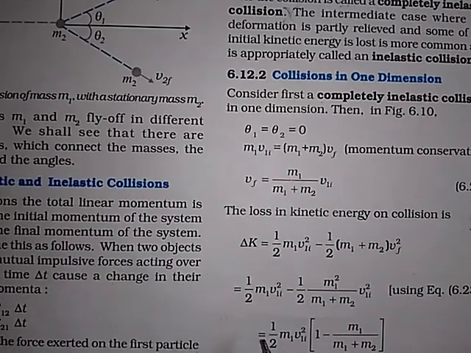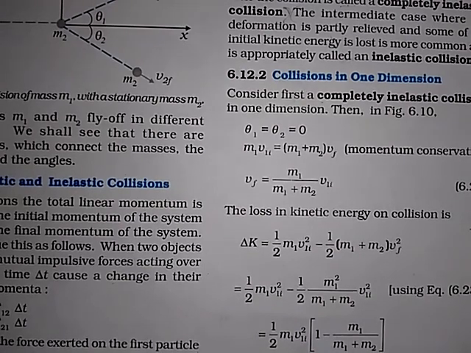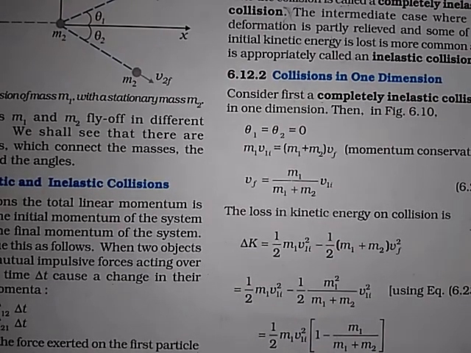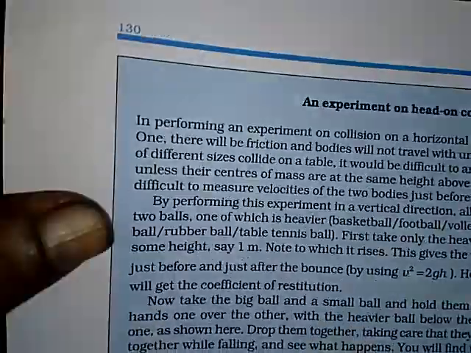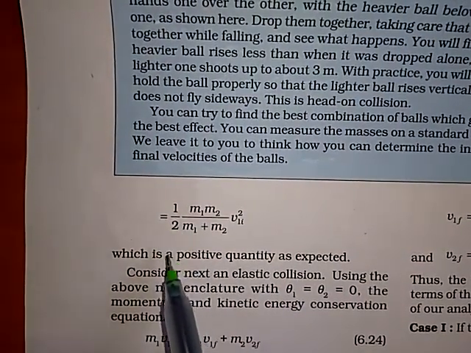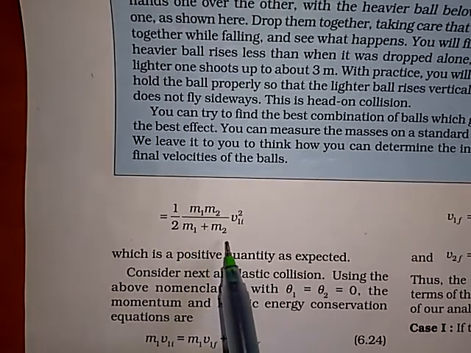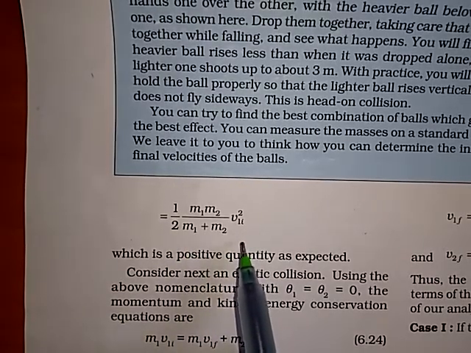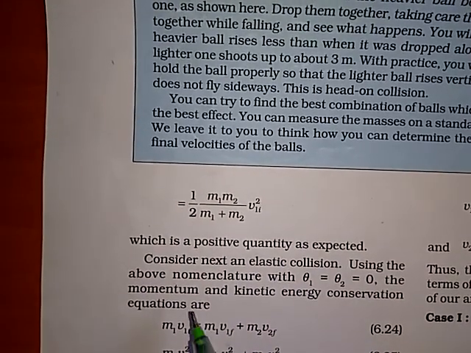and therefore you will be having half m1 v1I square minus half m1 square divided by (m1 plus m2) into v1I square. Now half m1 v1I square is a common term. You pull it outside, so this will become 1 minus m1 divided by (m1 plus m2). Now if you simplify, you will get 1 by 2 into m1 m2 divided by (m1 plus m2) into v1I square, which is a positive quantity as expected.